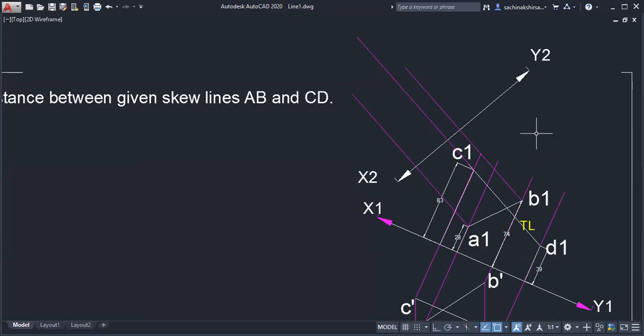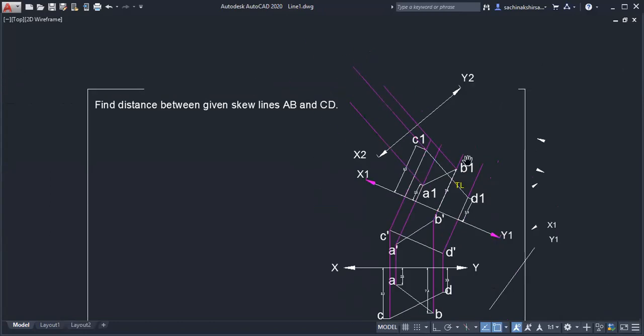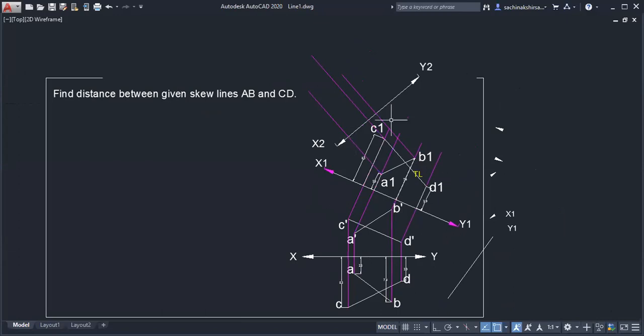Yes, sir. Which distances am I going to take? The previous reference line, X1 Y1, which is the previous reference line of X2 Y2. Those previous distances from the previous reference line are what I am going to mark.